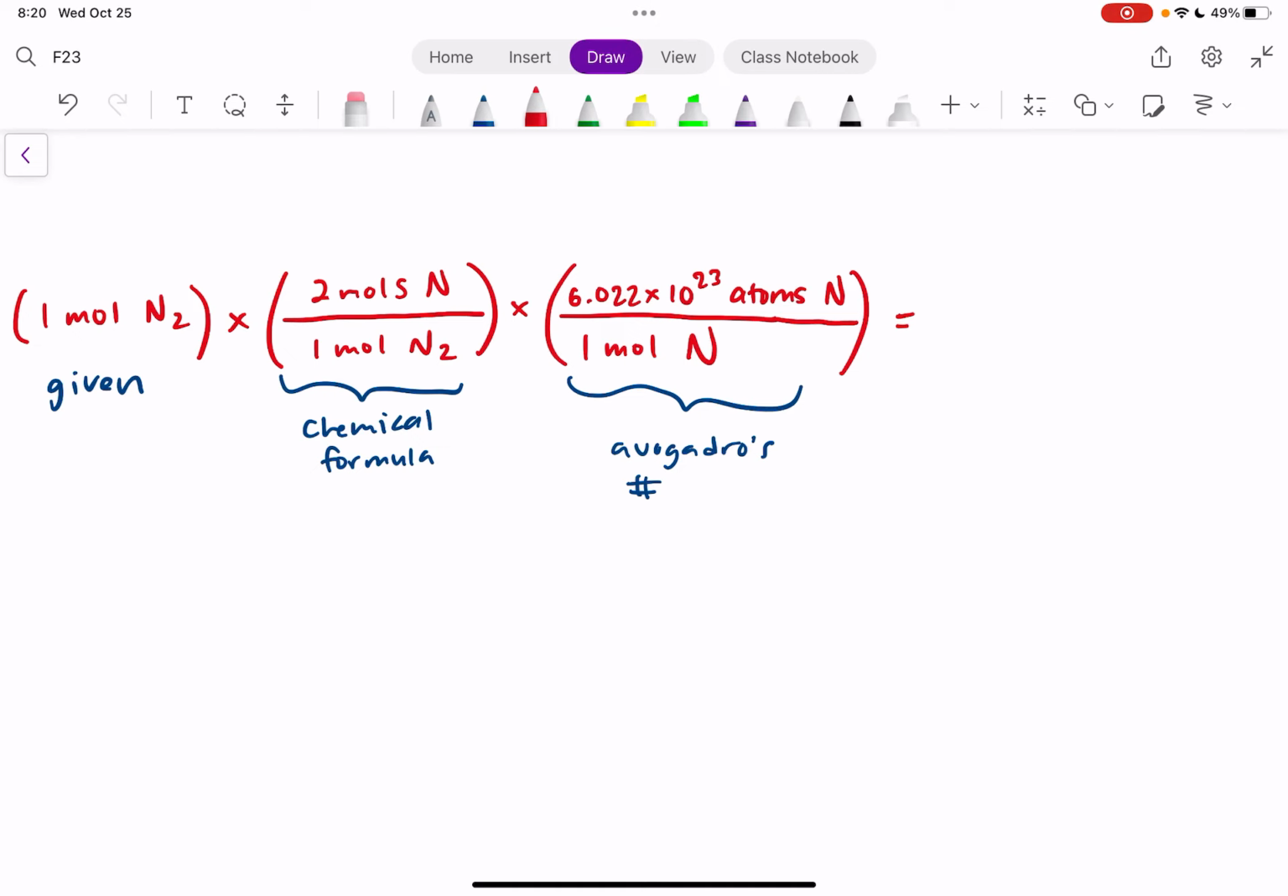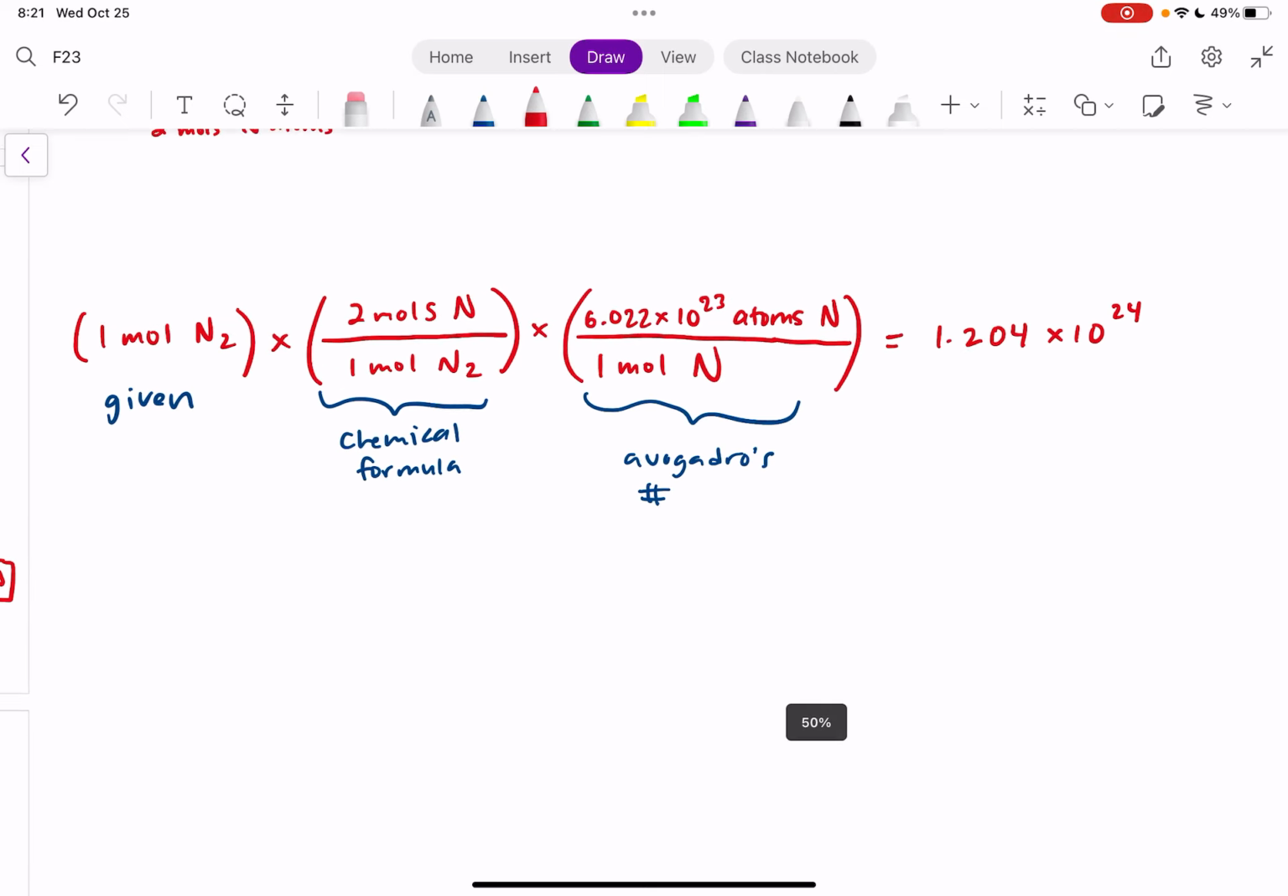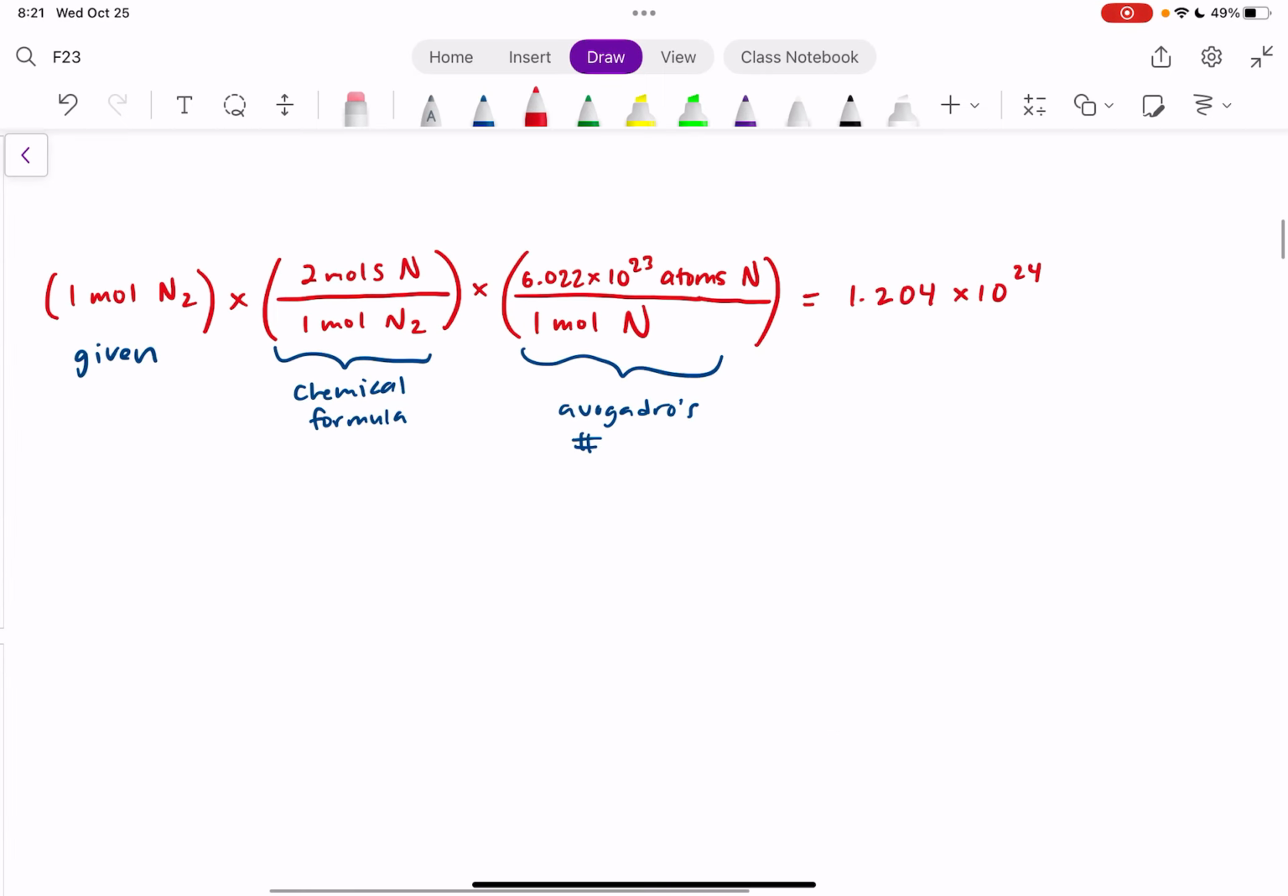So 2 times 6.022 times 10 to the 23rd, and that's going to give us 1.204 times 10 to the 24. And then don't forget to say what you have. Put your units in there. We cancel out these ones, and I meant to cancel those out before. And we're left with atoms of nitrogen. So we have to write atoms of nitrogen. That's what I was looking for.